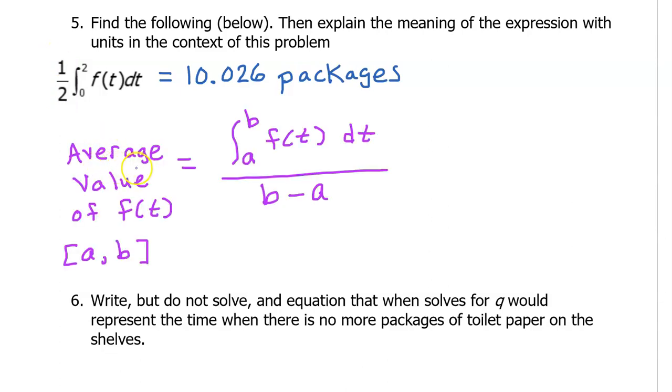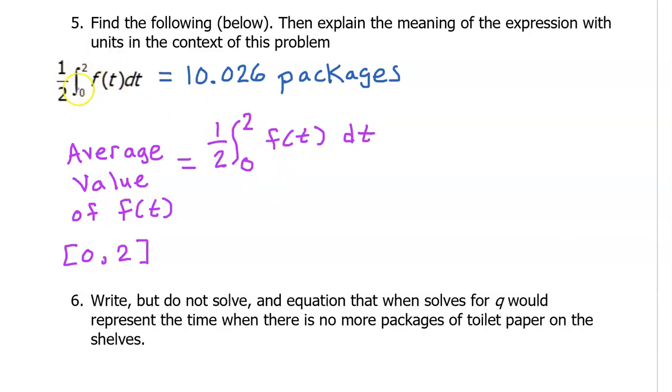Do you remember the formula for the average value of f at t on the interval from a to b? It was the integral of f at t from a to b divided by the interval b minus a. So the average value of f of t on the interval from 0 to 2 would be the integral of f of t from 0 to 2 divided by the interval 2 minus 0. Well, 2 minus 0 is just 2, and dividing by 2 is the same thing as multiplying by 1/2.